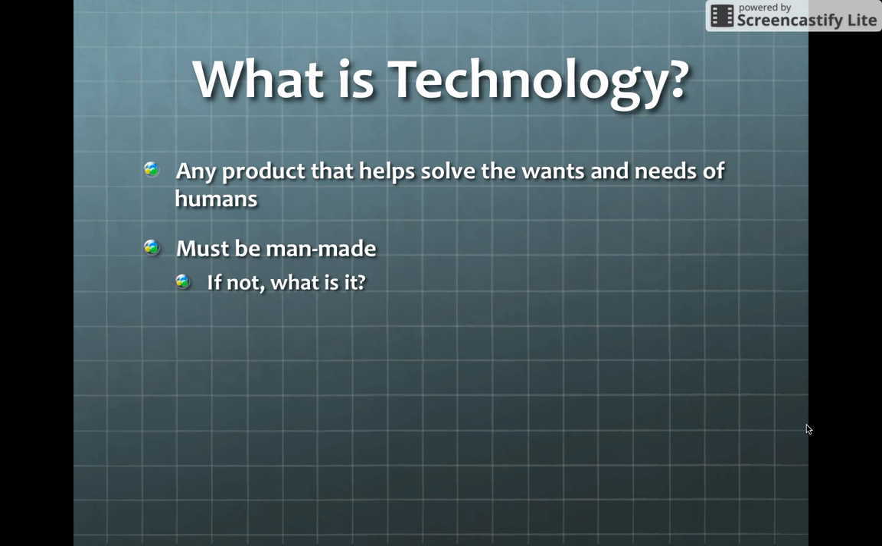The other thing is it must be man-made. If it's not man-made, what is it? Anything in nature is not man-made. So if it grows naturally from the ground, it's not man-made. If it's something that at some point a human has used their skills to build or construct, it is man-made. So technology can only be man-made. Nothing in nature is technology. That is just natural.